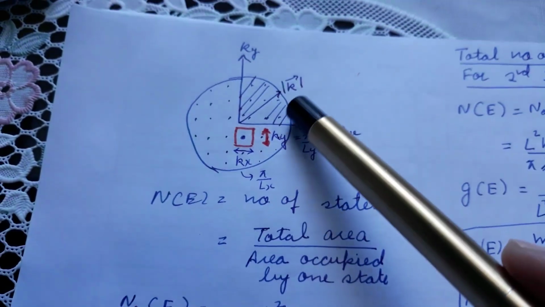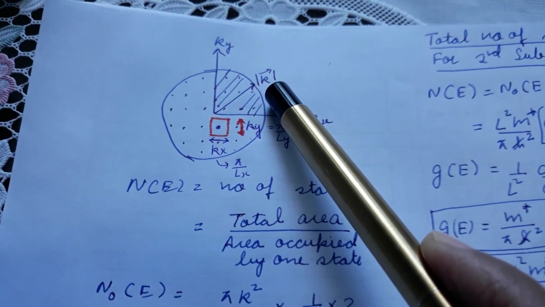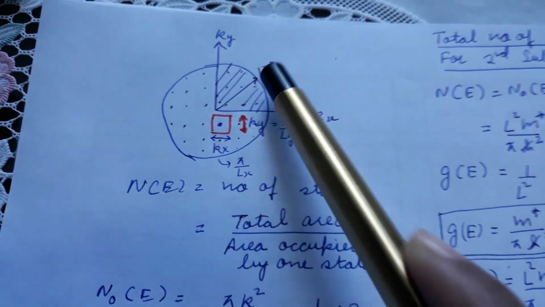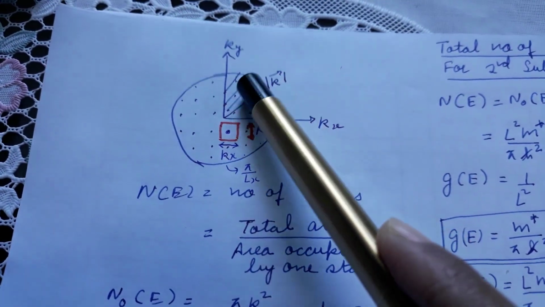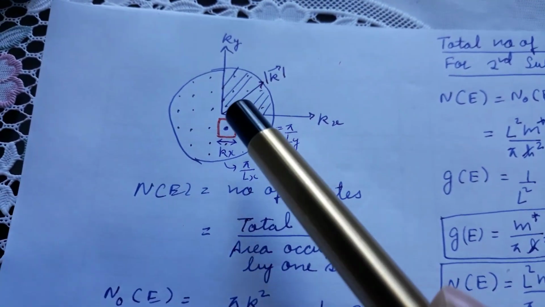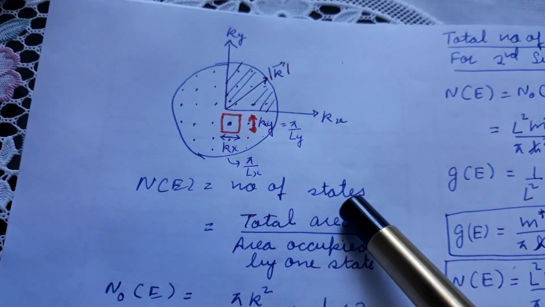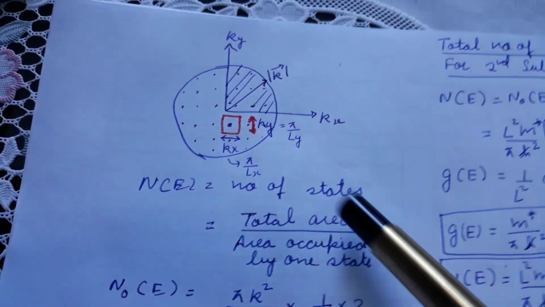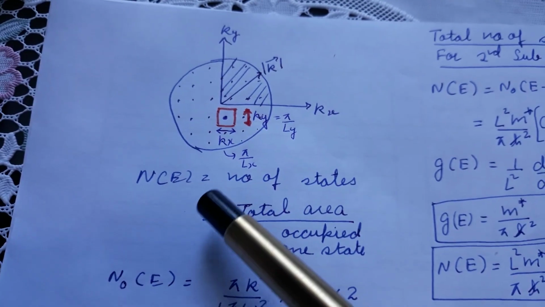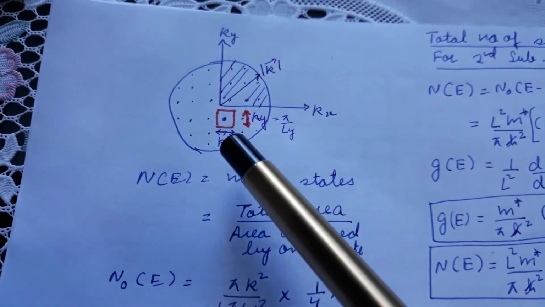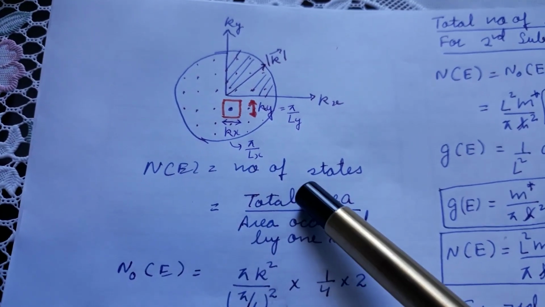Now this k vector will be the maximum k that is allowed for the maximum energy that is permitted in that particular material. So if we know the number of states in this area and divide it by the area occupied by one state, then that will give you the number of states possible, or number of energy levels, because for each value of k there will be a corresponding energy level. So if we know the number of k states possible, we can also know the number of energy states that will be possible.